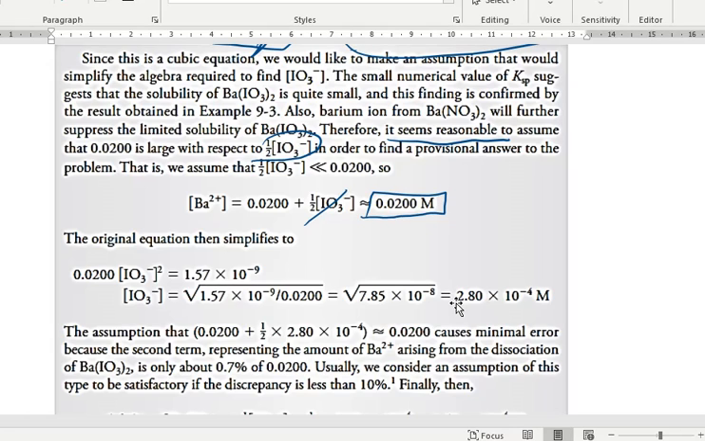The quadratic equation is x equals negative b plus or minus the square root of b squared minus 4ac, all over 2a. I can't remember the formula exactly, but you can now use the quadratic equation. Here, the concentration of iodate was found to be 2.8 times 10 to the minus 4.